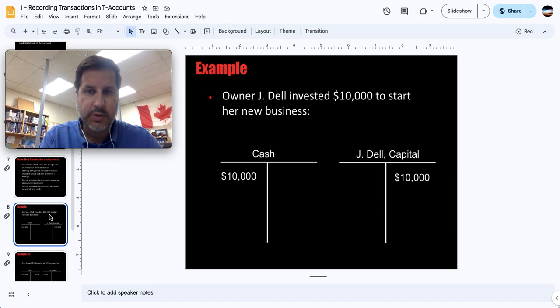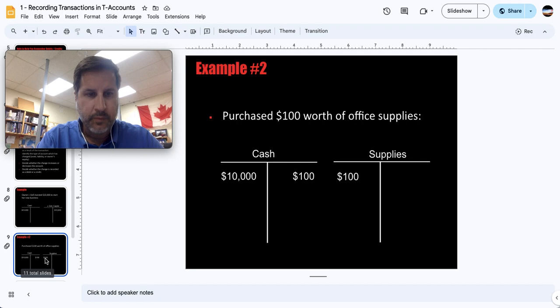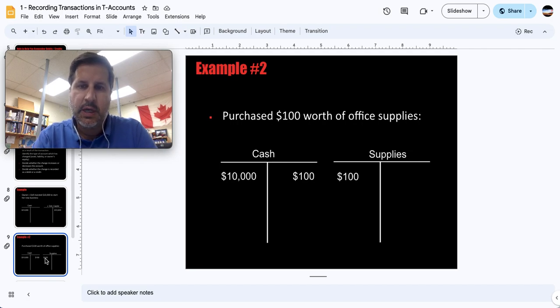So same thing you did on your transaction analysis sheets. We are just posting it a little bit differently. So in this case, the owner invested money in the business, cash went up, and capital went up as well. The next transaction, we are going to see that we purchased supplies.